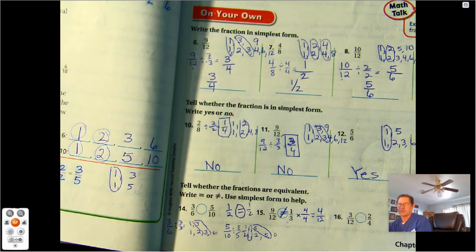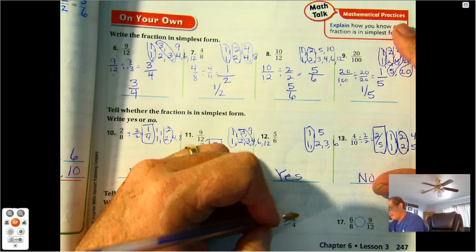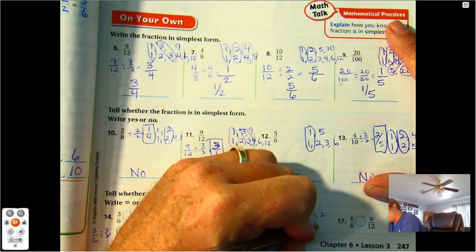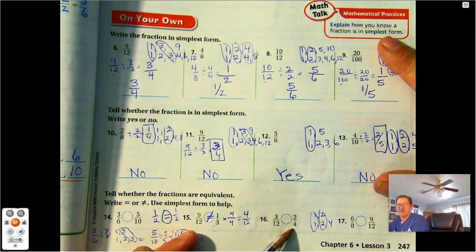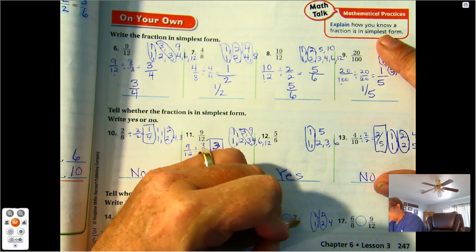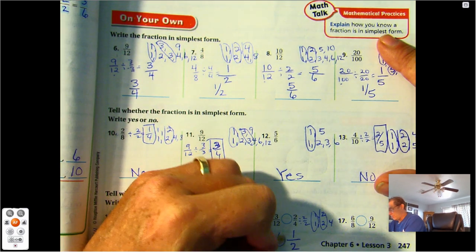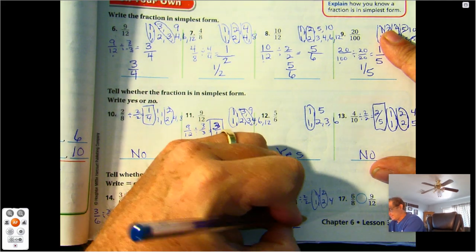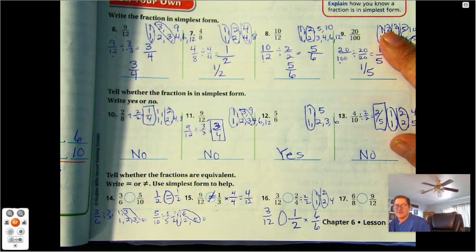3/12 and 2/4. 2/4. The factors of 2 are 1 and 2. The factors of 4 are 1, 2, 4. So I can simplify 2/4 by dividing by 2. 2 divided by 2 is 1. 4 divided by 2 is 2. All right, so now I can compare those. 2 times what is 12? 6. So I'd have to multiply numerator and denominator by 6. That would give me 6/12. Those are not equal.